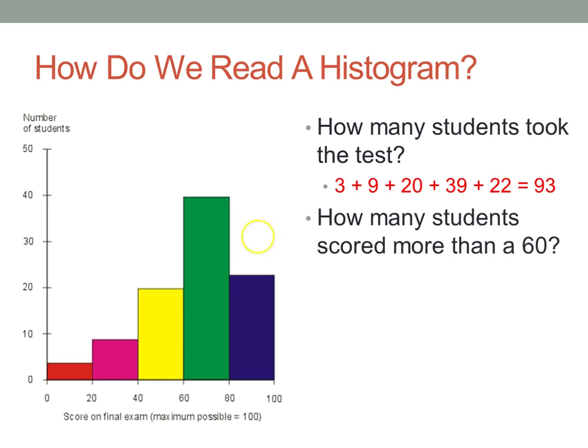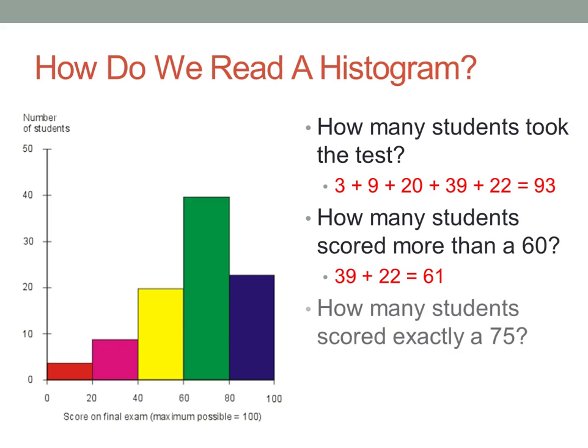So how many students scored more than a 60? Well, I know here's the cutoff for 60, so all the students in green and blue scored more than 60, so that's the 39 and the 22, so that's going to be 61 students. And then how many students scored exactly a 75? So here would be 75, but we can't tell what a student exactly scored. We only know the range of scores within this interval. We don't know exactly 75. So we don't know that answer. So don't get tricked. Sometimes you don't know exact information in a histogram.